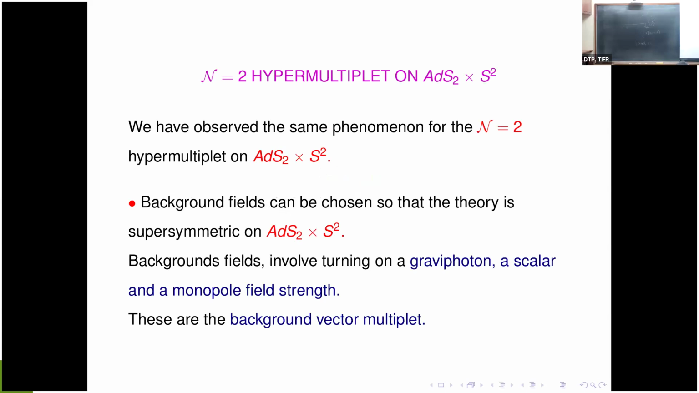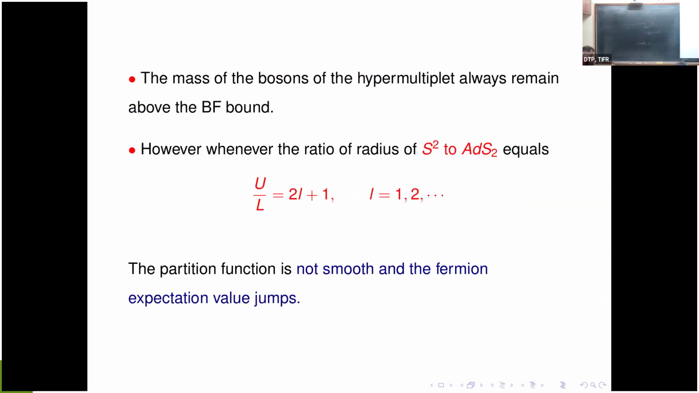When we look at hypermultiplets on AdS2 times S2, a similar form is there, the same phenomenon. Even in this AdS2 cross S2, we can choose certain backgrounds so that supersymmetry is there, like the theory starts out being supersymmetric. There are some backgrounds you have to take care of. It's a little involved. And so the masses.